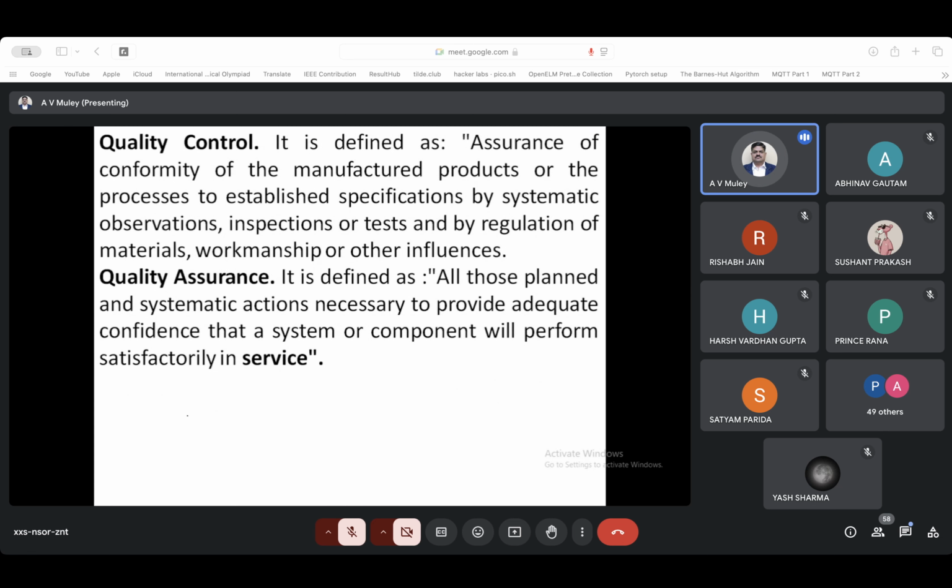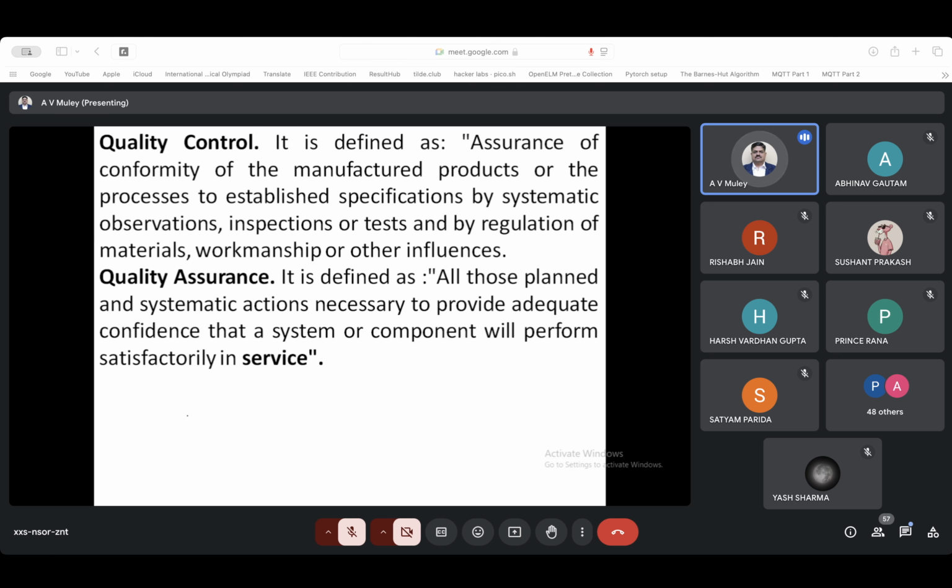Quality control is defined as the assurance of conformity of the manufactured product or the process to established specification by systematic observation. So you have to confirm it. Okay, what are the things that you are producing, you have to ensure about that particular thing.